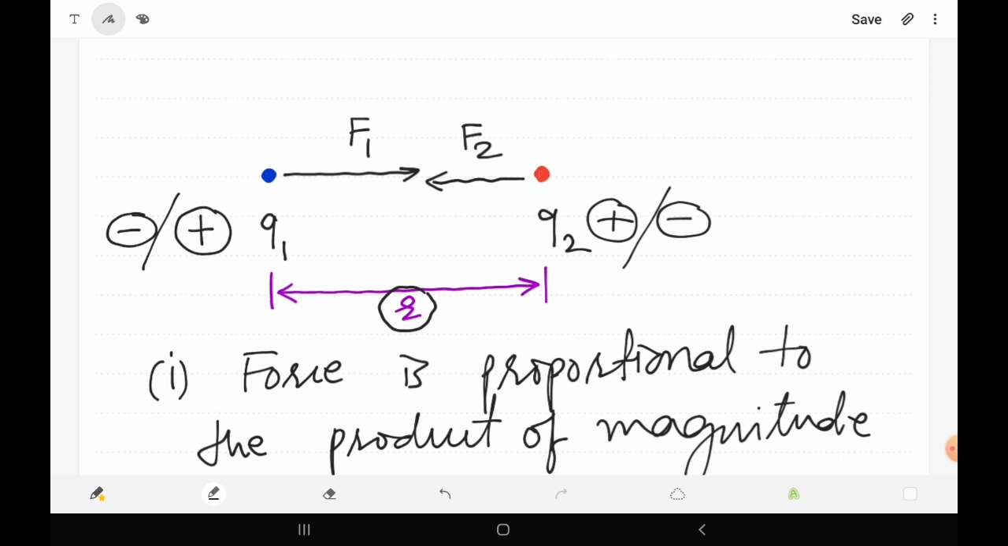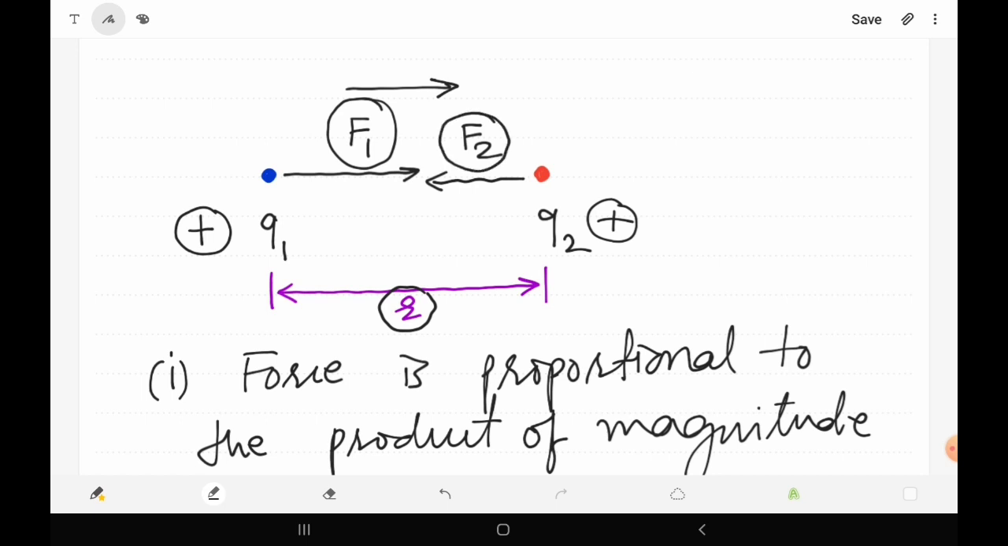Here if we consider the first condition, that both the charges are positive, then what will happen? The force F1 that is exerted by q1 upon q2 will try to repel q2. It means the direction of force F1 will be towards q2. Similarly, because q2 is positive, the force F2 will try to repel q1, so the direction of F2 is along this direction. In this case, when both charges are positive, the directions of F1 and F2 are always opposite to one another.